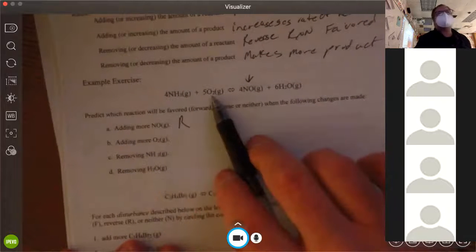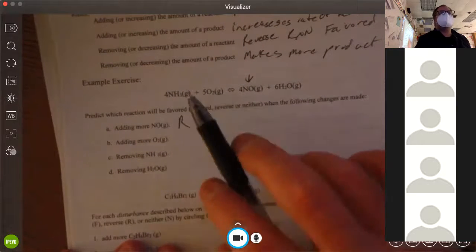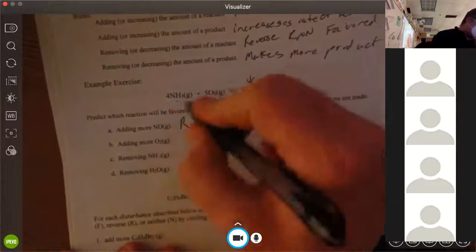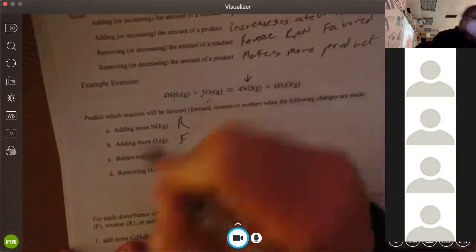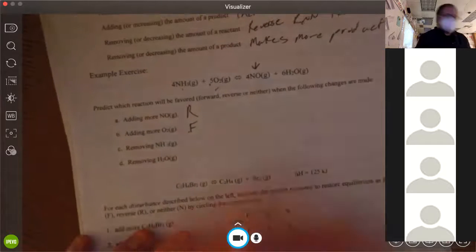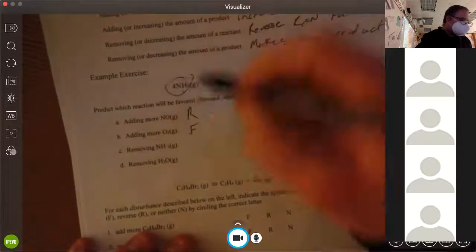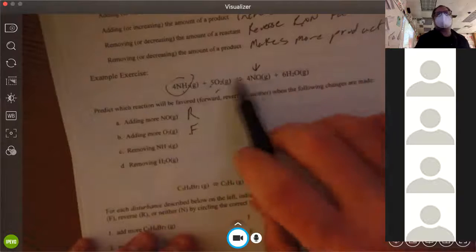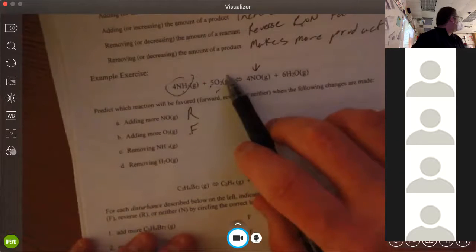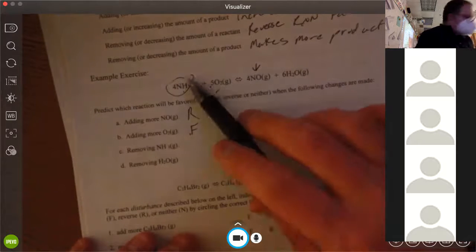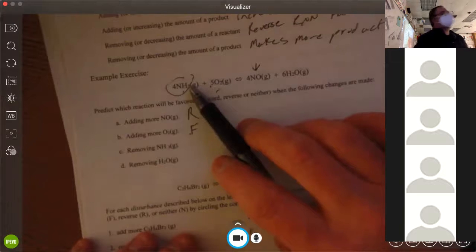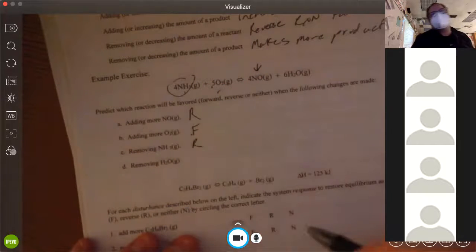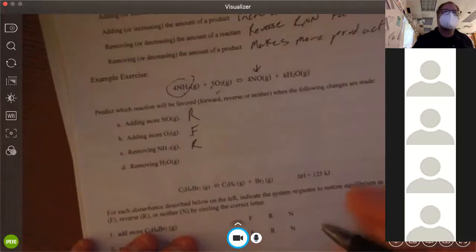Adding more O2. We've got more O2, more collisions, forward. Pulling out NH3. So we take this stuff out. Now our K ratio is not the same. We need to make more of the NH3 to get that ratio back. What makes more NH3? The reverse reaction.